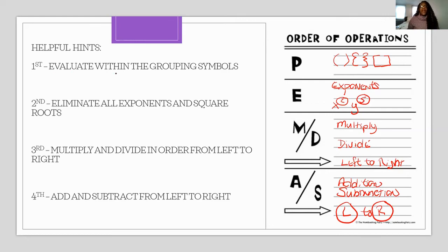First thing, you want to evaluate what's within the grouping symbols. So again, you have your braces, you have your brackets, or you simply have parentheses. Anything that's going on in between those, you always want to work from the inside on out. The next step, you're going to eliminate all your exponents and all your square roots. Then you want to multiply or divide in order from left to right, and then add and subtract from left to right. So let's take a look at a couple examples.